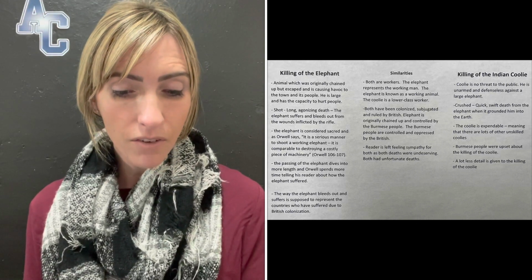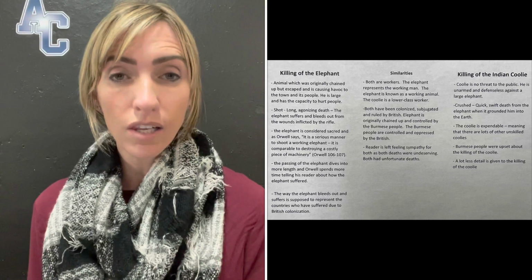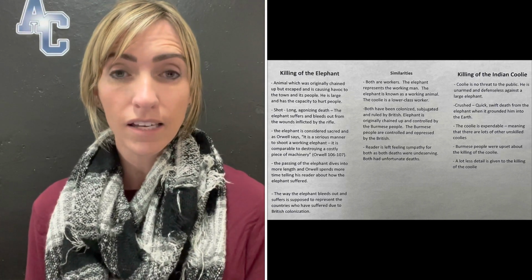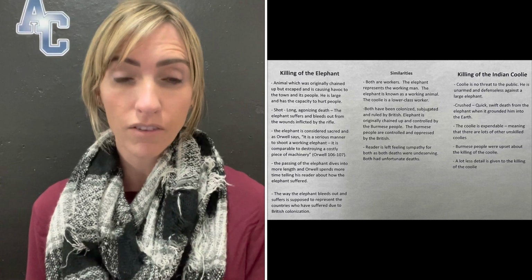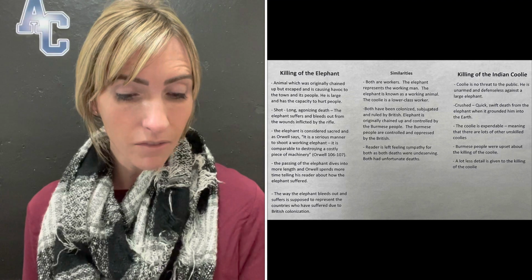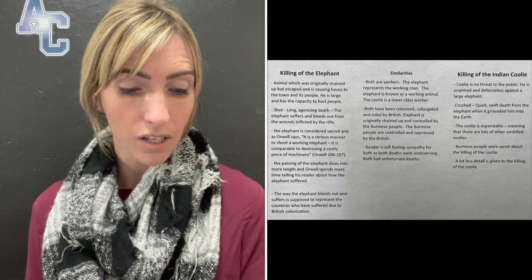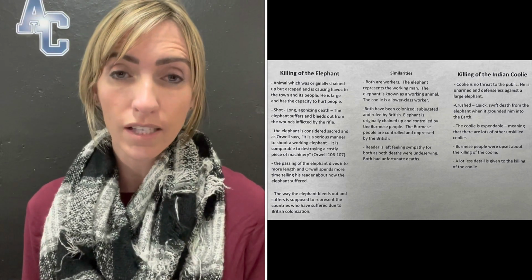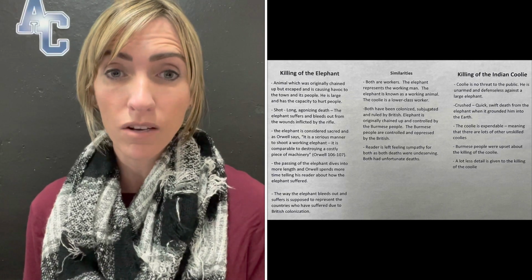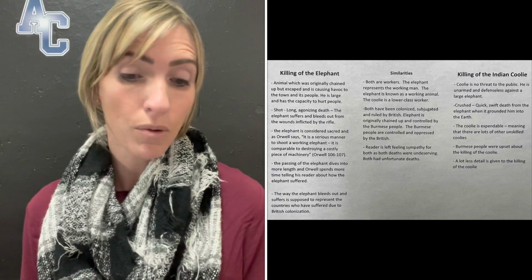The passing of the elephant dives into more length, and Orwell definitely spends a lot more time in his essay describing the death of the elephant. The way the elephant bleeds out and suffers is supposed to represent the countries who have suffered due to British colonization. So that is a very important point. So I highly suggest that you do expand on that in part of your response.